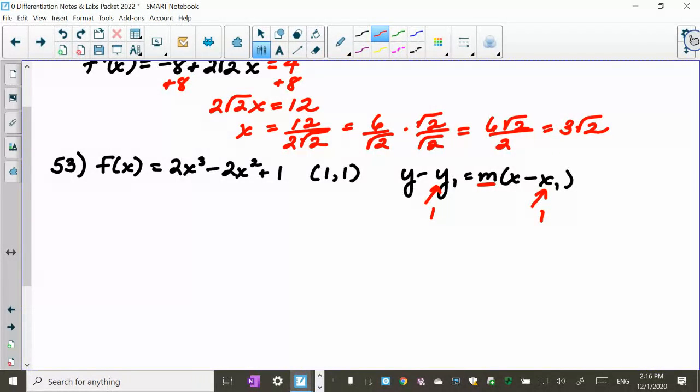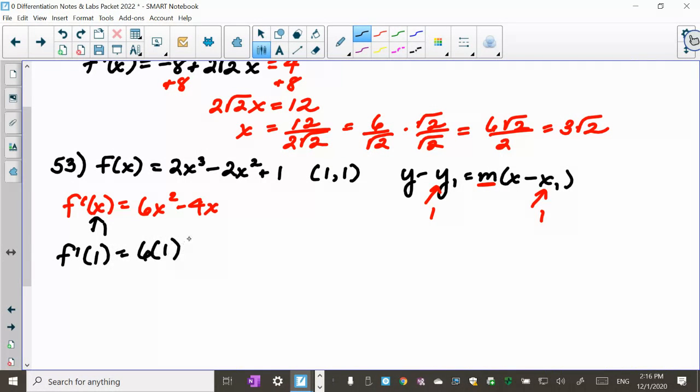So when I do this, I'm actually going to plug in the 1 when I'm done. So I'm going to do f prime of x equals, and I do the derivative, so it's going to be 6x squared minus 4x, and that would be 0. And then I want to find the slope at 1. So I'm going to plug a 1 right in this spot. So I have f prime of 1 equals 6 times 1 squared minus 4 times 1, or 2. So my slope is 2. So the 2 is going to go here.